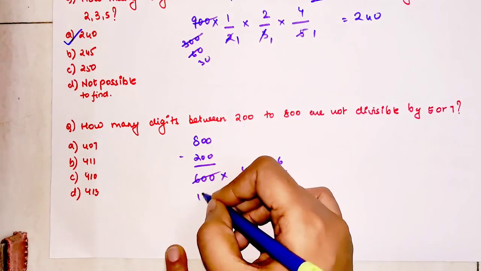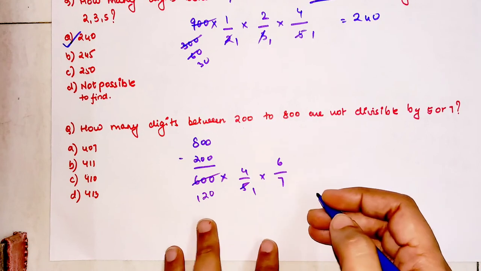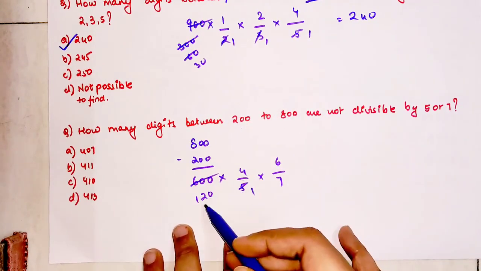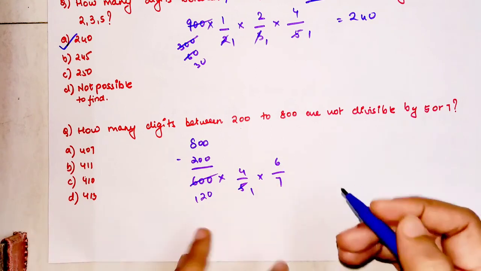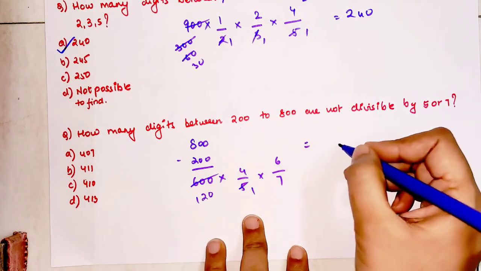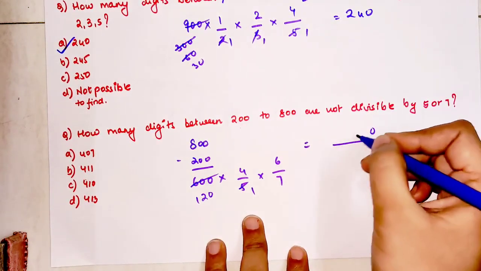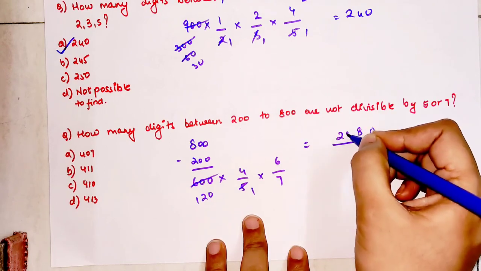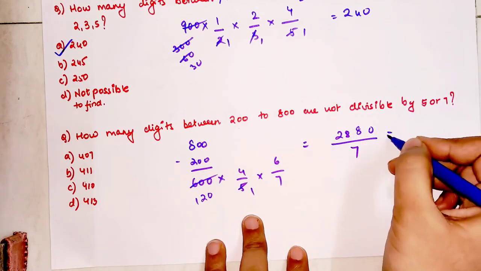So for this one we have, let's cancel this. 5 ones are 120s are. Apart from this, nothing else is cancelling. So we have 120 into 4, that gets you how much? 480. 480 into 6 gets you, carry 2880, divide by 7.